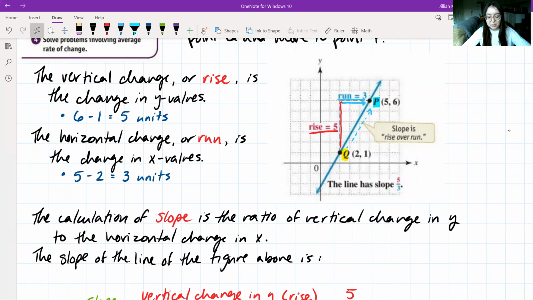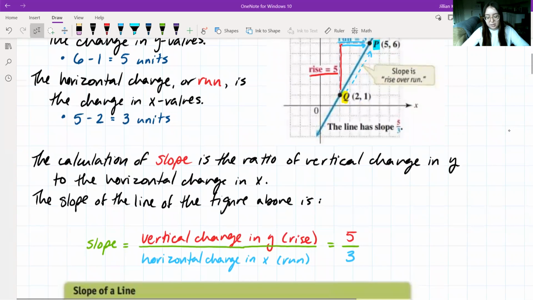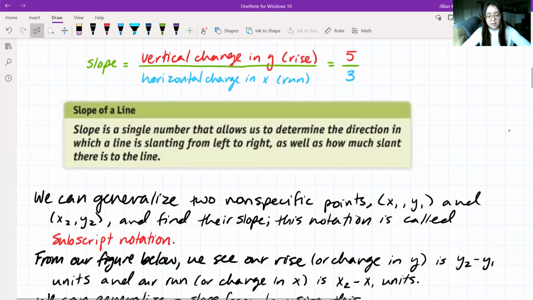The calculation of slope is the ratio of vertical change in Y to the horizontal change in X. The slope of the line in the figure above can also be written as slope equals the vertical change in Y, which is the rise, which we said was 5, divided by the horizontal change in X, which is the run, to get 5/3. The slope is a single number that allows us to determine the direction in which a line is slanting from left to right, as well as how much slant there is to the line.